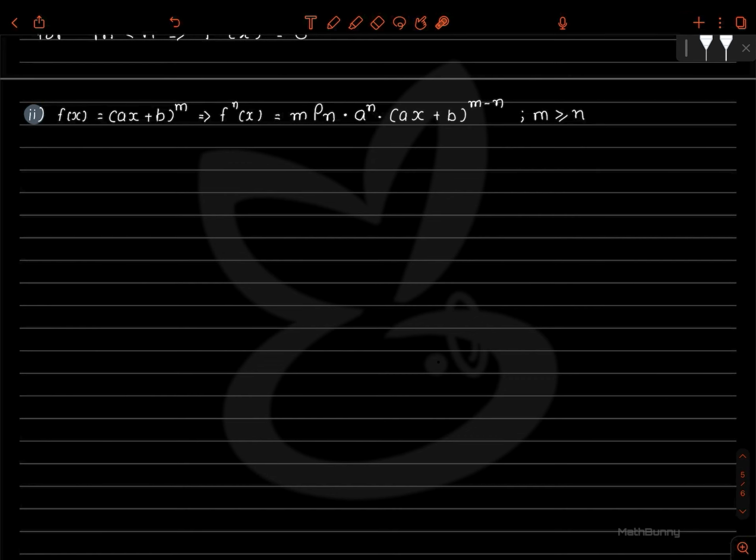f of x is given. Let us find f dash of x. f dash of x would be m into (ax plus b) raised to m minus 1 into d by dx of (ax plus b). This is the chain rule. It would be equal to m into a into (ax plus b) raised to m minus 1.